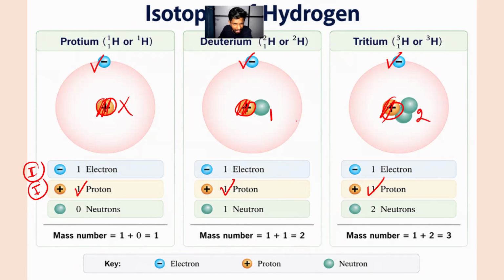So for the isotopes, what will be the factor that is different? What will be the thing that is going to be different here? Only the neutrons. Zero neutrons here, one neutron here, two neutrons here. So neutron is the thing that differs in each and every isotope. In each and every isotope, the protons are the same, the electrons are the same, but the neutrons are not the same. That is the third thing that you want to know.